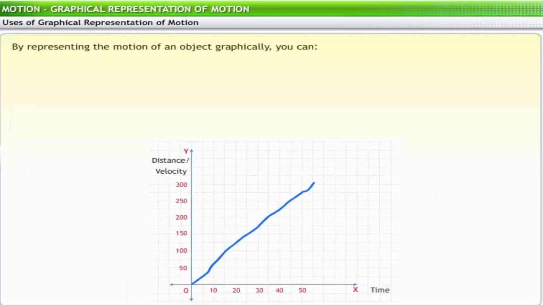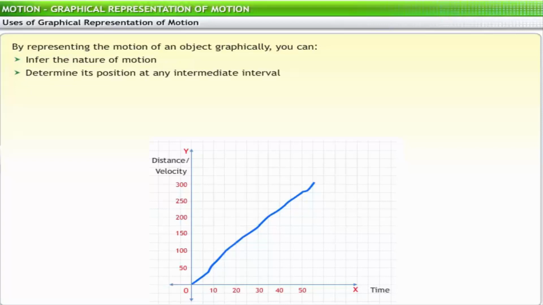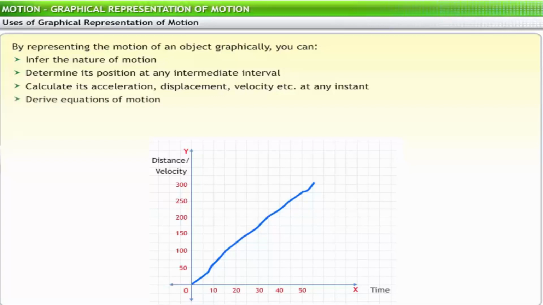By representing the motion of an object graphically, you can infer the nature of motion. Determine its position at any interval. Calculate its acceleration, displacement, velocity, etc. at any instant. And derive equations of motion.